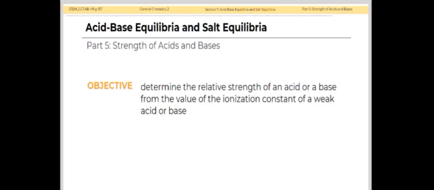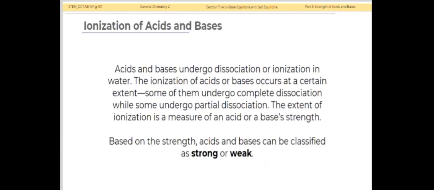In this lesson, we will determine the relative strength of an acid or a base from the value of the ionization constant of a weak acid or base. Acids and bases undergo dissociation or ionization in water. The ionization of acids or bases occurs to a certain extent. Some of them undergo complete dissociation while some undergo partial dissociation. The extent of ionization is a measure of the strength of an acid or a base. Acids and bases can be classified as strong or weak.